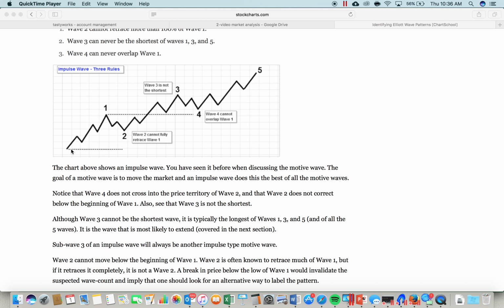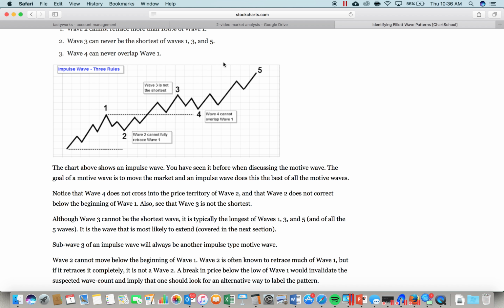You can see on the screen here, this is in an up market. Here's wave 1 up, wave 2 down, wave 3 up, wave 4 down, wave 5 up. So there are 3 waves in the direction of the primary trend, and then 2 counter trend waves. And then there can be waves within these waves as well.